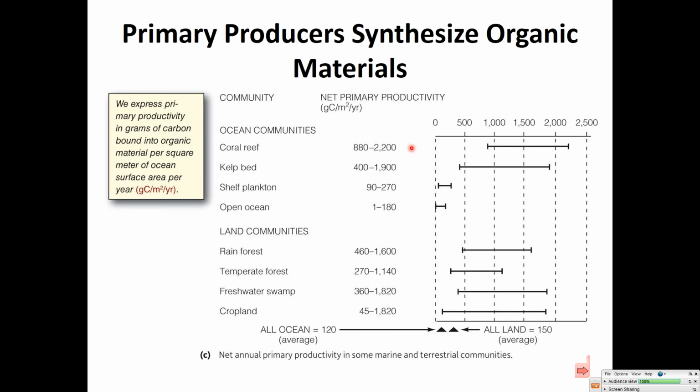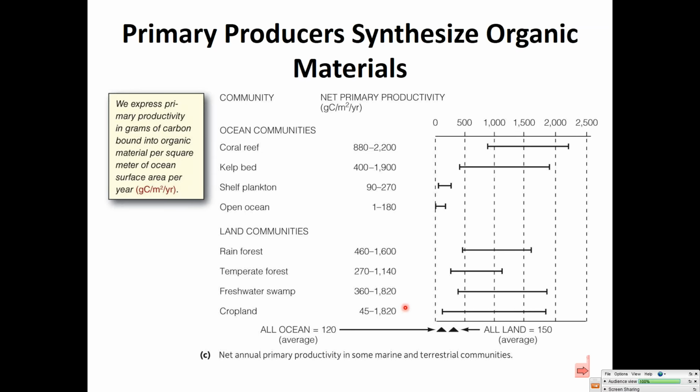And you have kelp beds, shelf plankton, then the open ocean. You see, the open ocean actually has very little productivity compared to other locations. Then land communities, you have rainforests, very productive, temperate forests, very productive, freshwater swamps, and cropland, very productive.